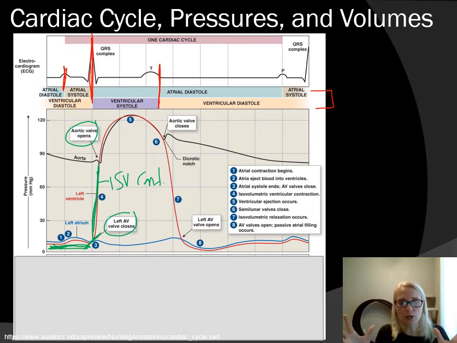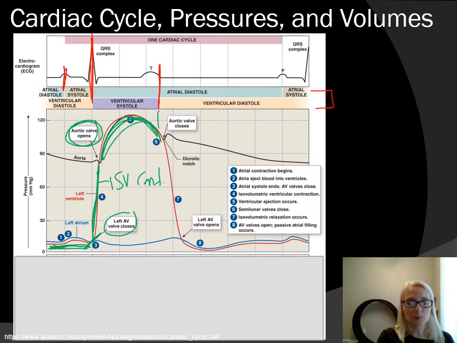Okay, so ventricle pressure is building, it's building, it's building. It's building so much that at this point here, that's when the aortic valve opens. So now the left ventricle and the aorta are basically an open chamber to each other. So that's why we see their pressures are about the same.